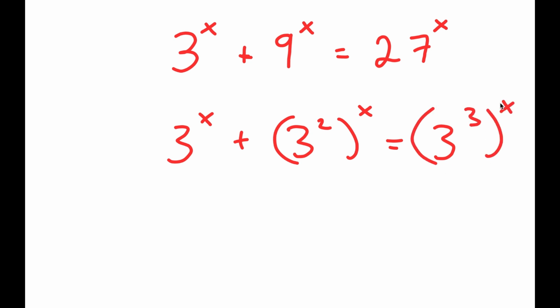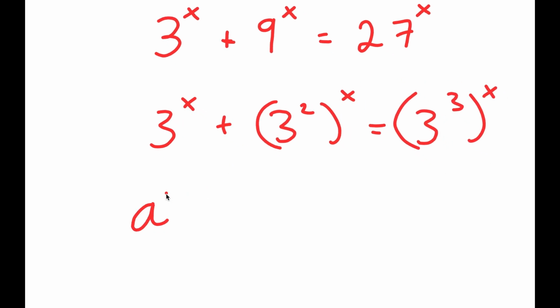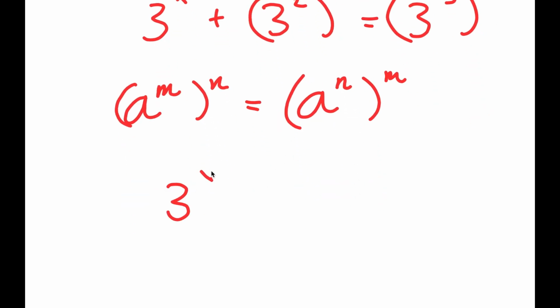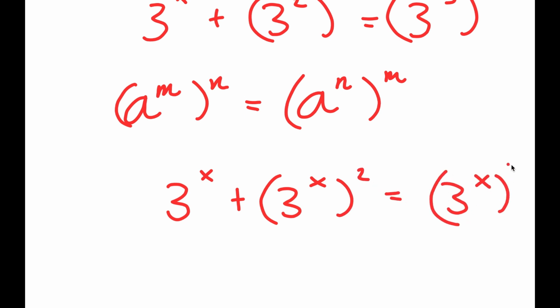Now, if I have something in the form a to the power of m to the power of n, this is the same thing as a to the power of n to the power of m. So I get 3 to the power of x plus 3 to the power of x to the power of 2 is equal to 3 to the power of x to the power of 3.